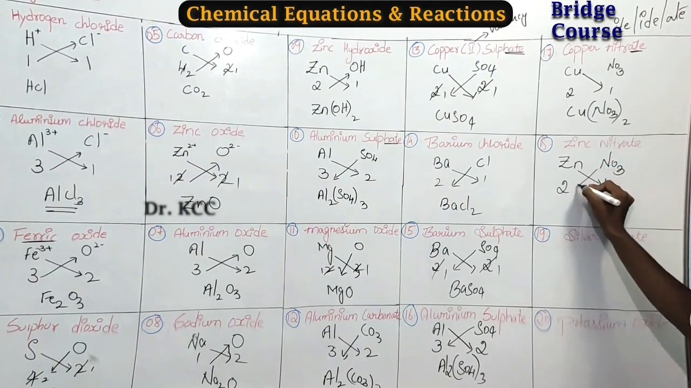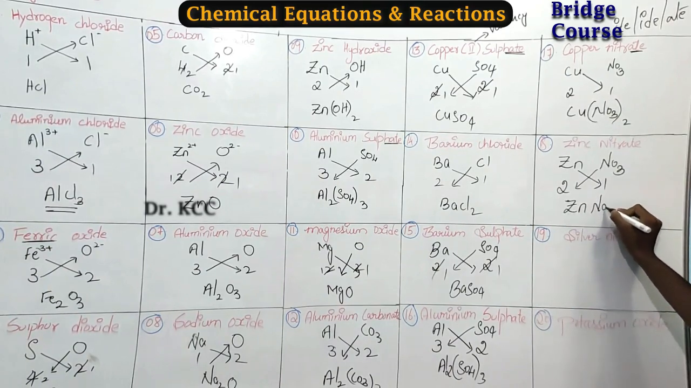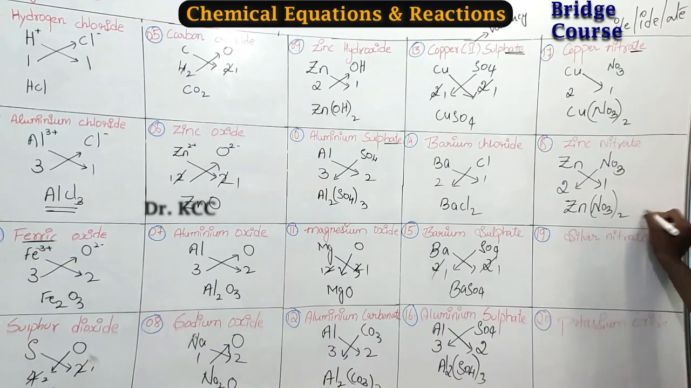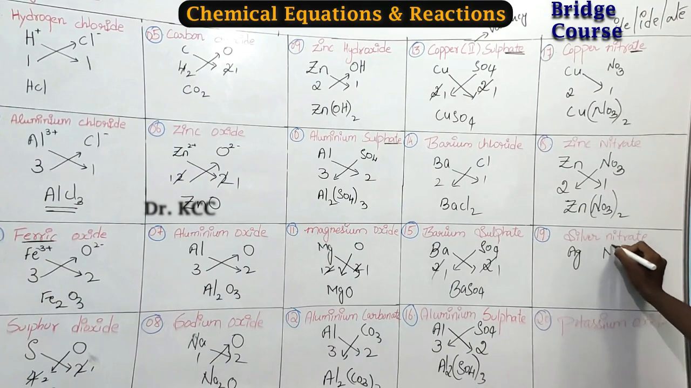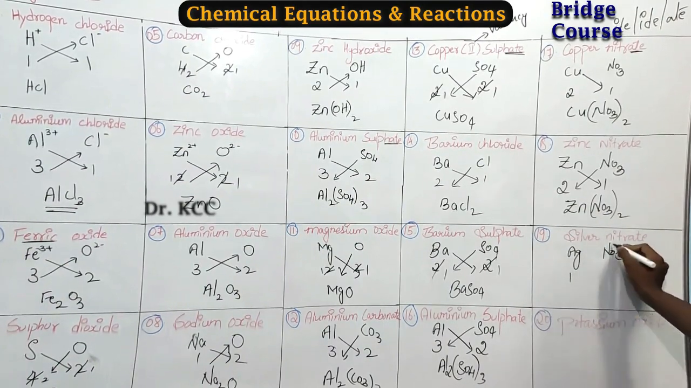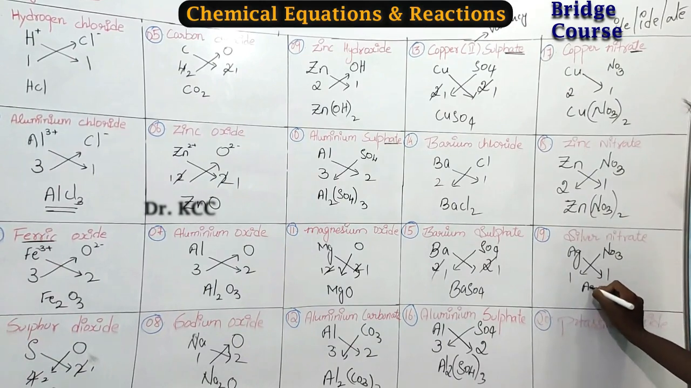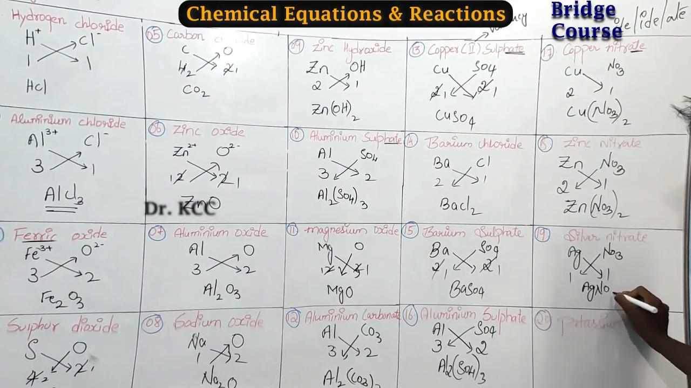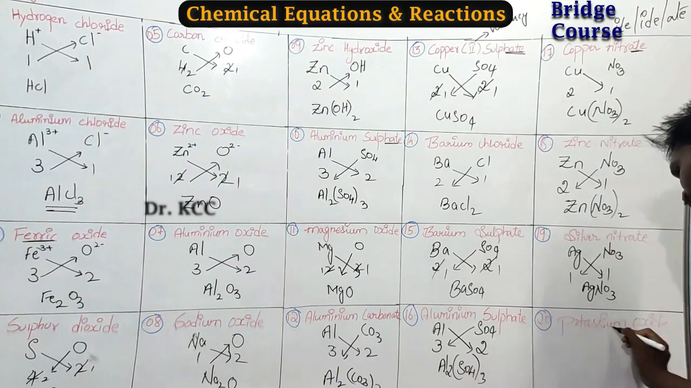Now zinc is 2, again nitrate is 1. When you cross multiply, you will get zinc nitrate, Zn(NO3) twice. Similarly silver nitrate. Silver is Ag, nitrate is NO3. What is the valency? 1 for silver. The valency for nitrate is 1. So cross multiply, you will get AgNO3. Excellent.